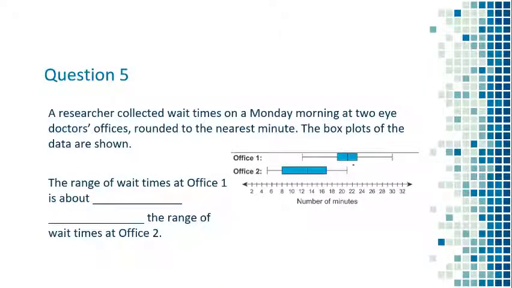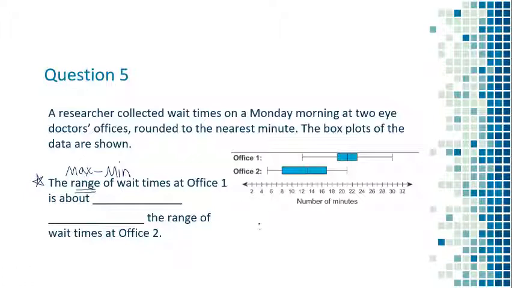Okay, so one more like this where we are comparing those 2 box plots. So it says a researcher collected wait times on a Monday morning at 2 eye doctors' offices. It's rounded to the nearest minute, and the box plots of the data are shown. What we want to do is fill in these blanks. So the range of wait times at office 1 is about, this is going to be how many minutes, less than or greater than the range of wait times at office 2. So we're comparing the wait times. If you remember, the range is your maximum minus your minimum. It's that entire spread of data.